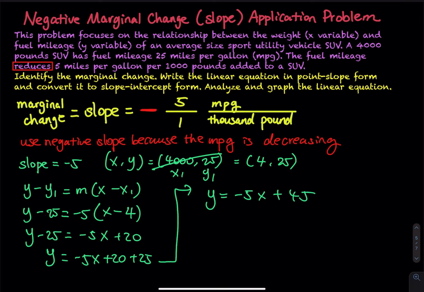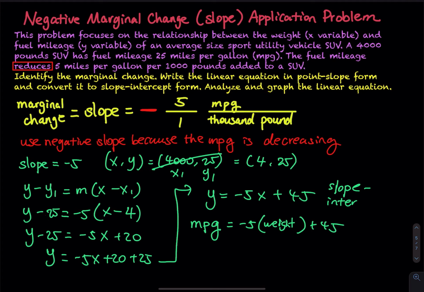So if you want to put the x and y in names, the y is equal to mpg, the miles per gallon, or you can call this fuel consumption, that is equal to -5 times x. X is the weight in pounds, plus 45, and we know that this is a linear equation, y equals mx plus b. This is called slope-intercept form, because in the equation you see the slope and you see the y-intercept.